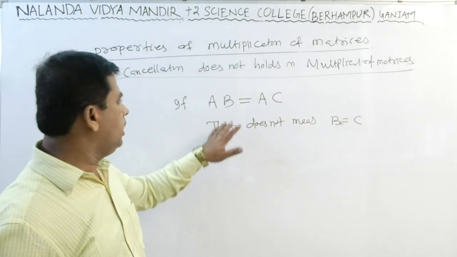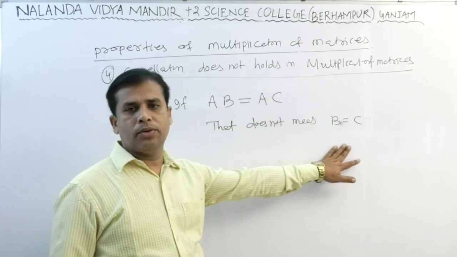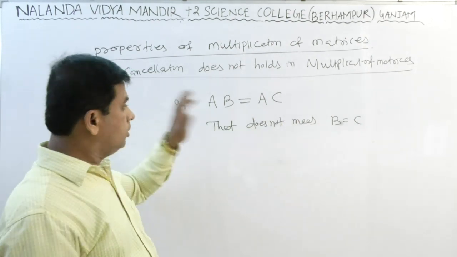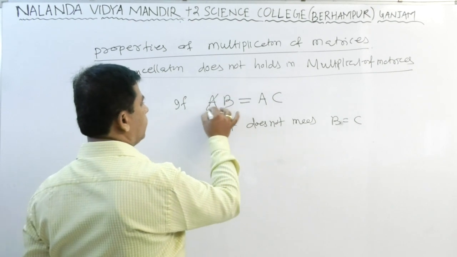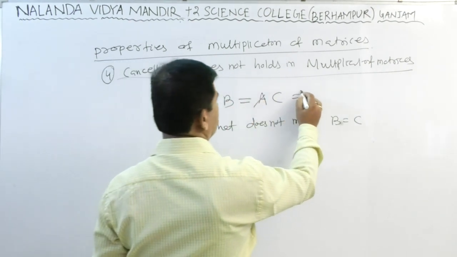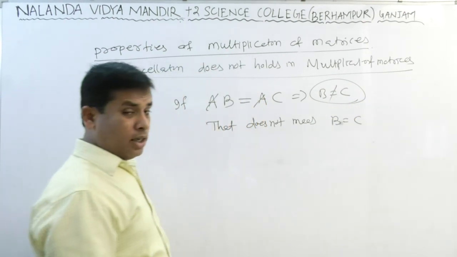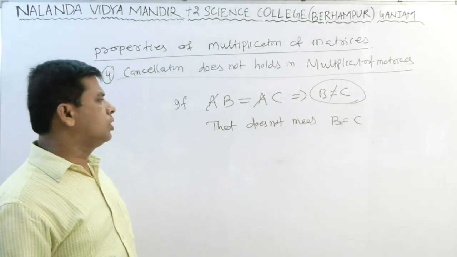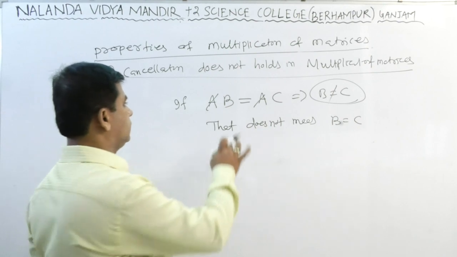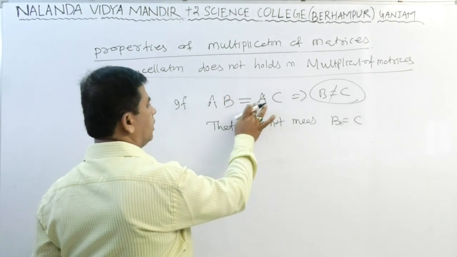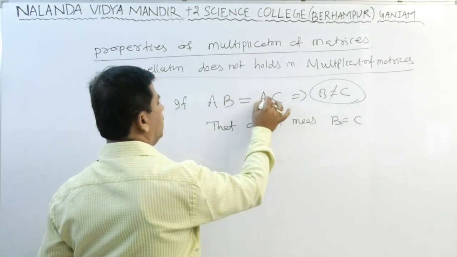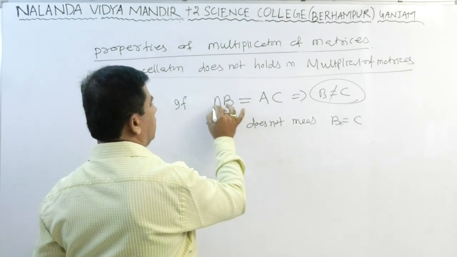Even if B and C are the same, that is our cancellation. If we cancel A, this implies B is equal to C, but it doesn't necessarily follow that B is equal to C. Therefore, the cancellation law doesn't hold in matrix multiplication.